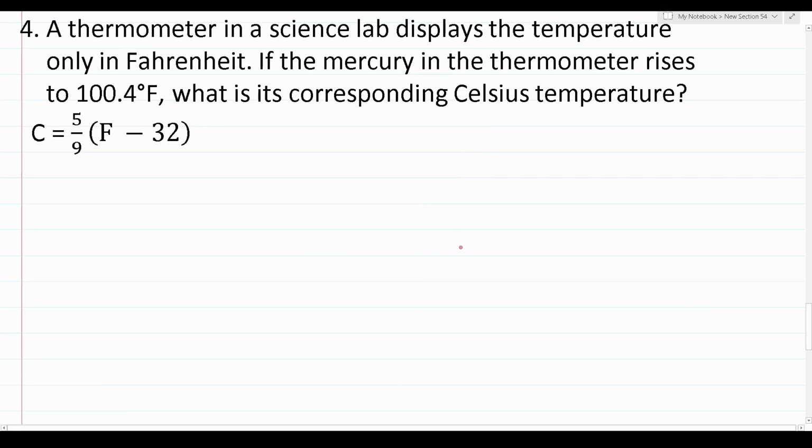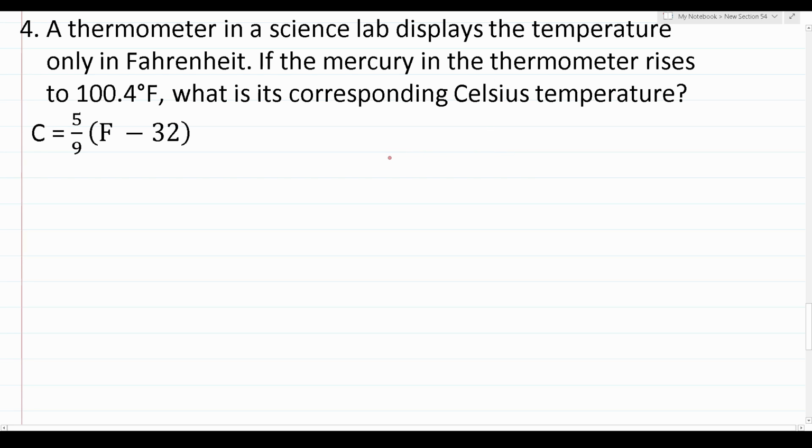All right, so number 4 here says a thermometer in a science lab displays the temperature only in Fahrenheit. If the mercury in the thermometer rises to 100.4 degrees Fahrenheit, what is its corresponding Celsius temperature? Of course, we're provided the formula to make that conversion. Notably, Celsius equals 5 over 9 times Fahrenheit minus 32.